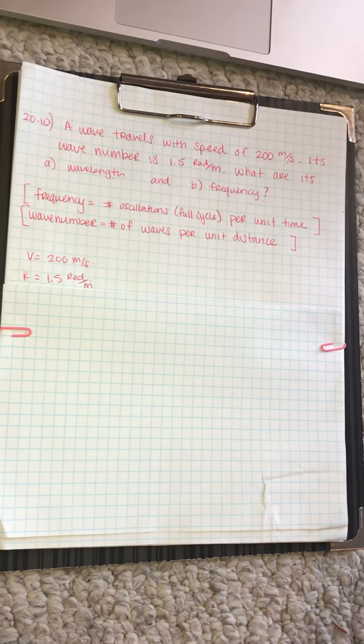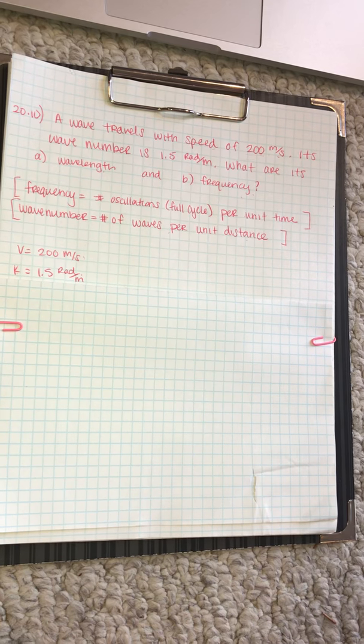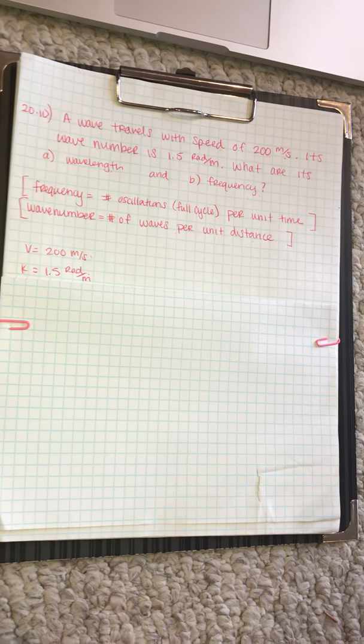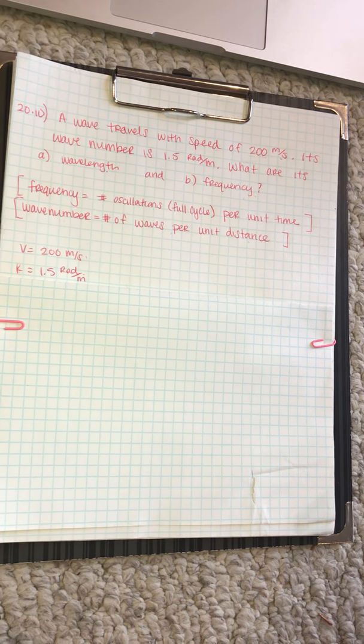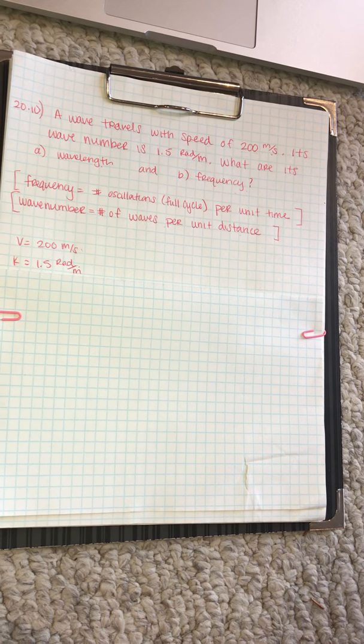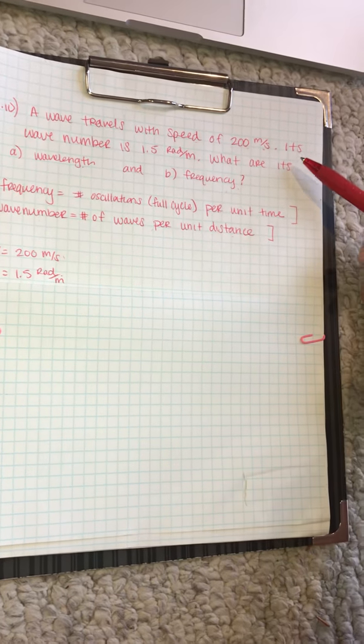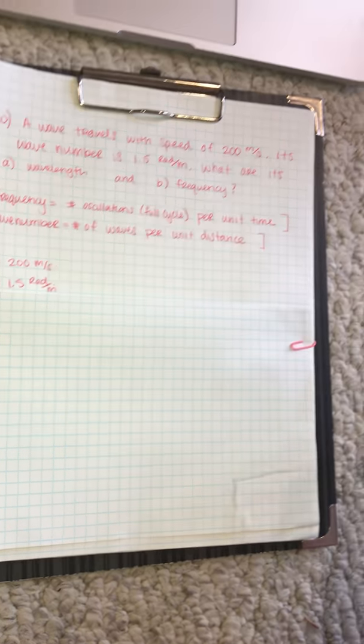So it says, a wave travels with speed of 200 meters per second. Its wave number is 1.5 radians per meter, and they're asking what are its wavelength and frequency. So the first thing I like to do is recognize what they're giving us and write them down.